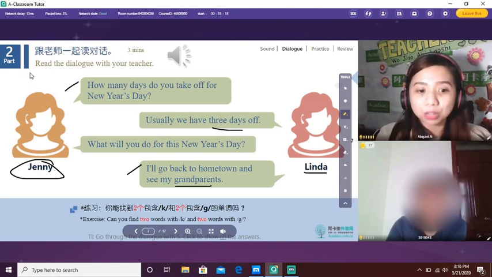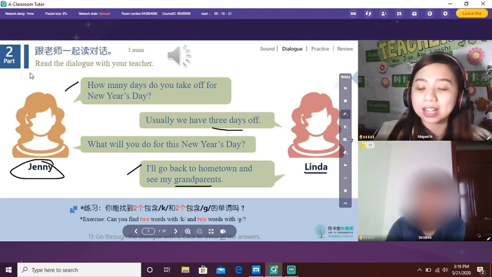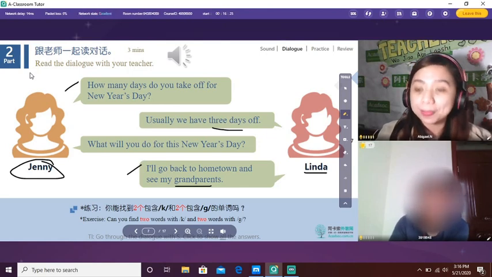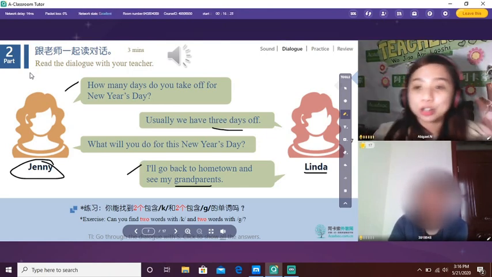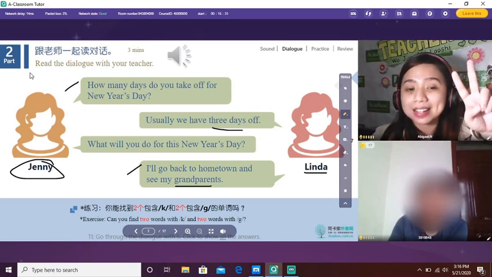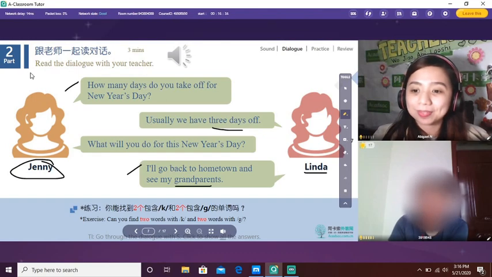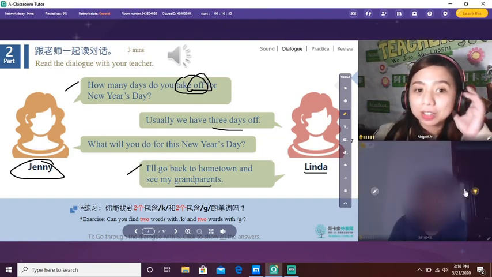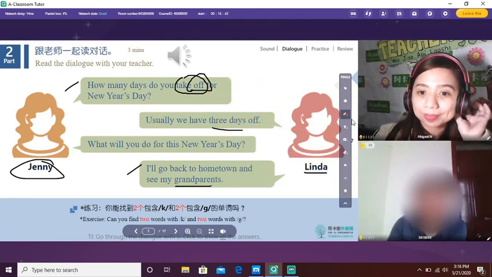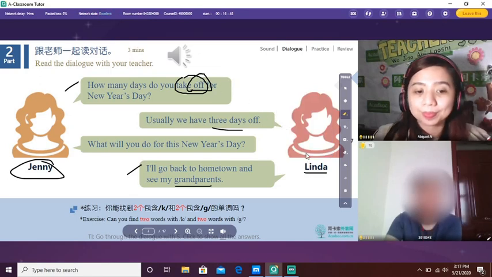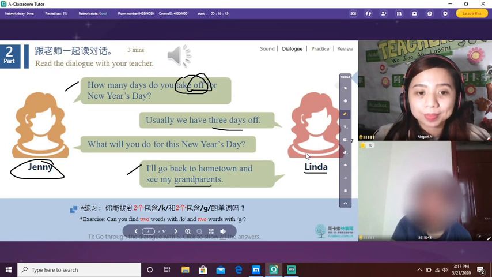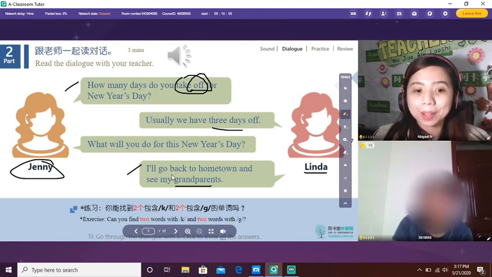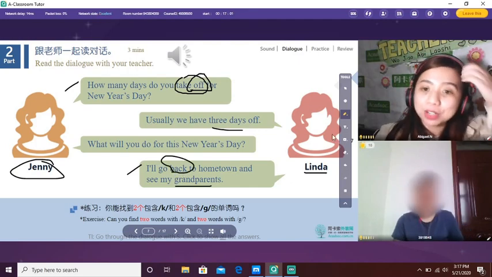Now, Jin, I want you to find 2 words with k and 2 words with g. You have to find 4 words. Find 2 words with k. Take. Yes, take. Take off. Yes, take off. Very good. And bike. Back. Yes, back. Okay. Back. Yes, very good. All right.